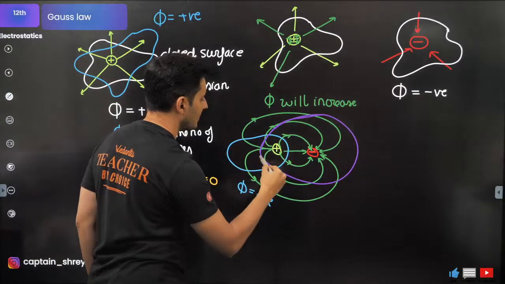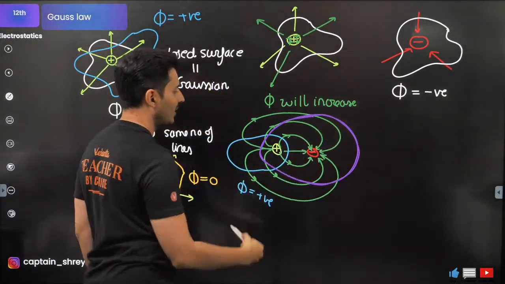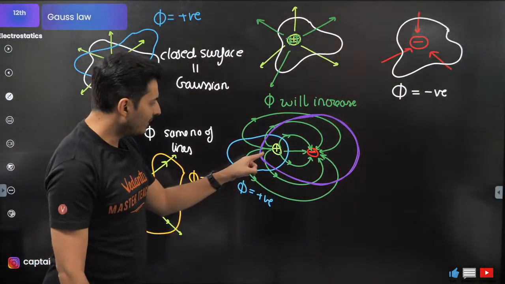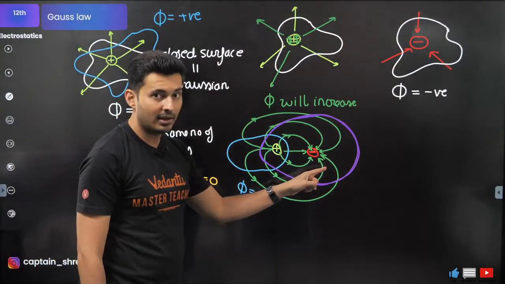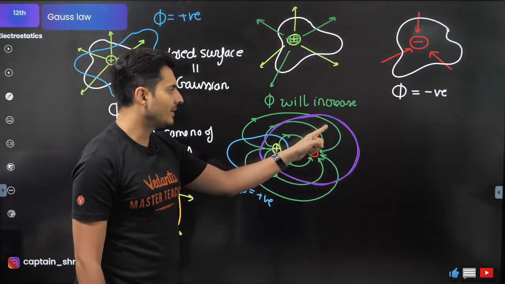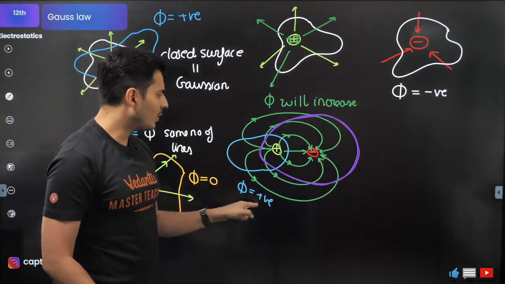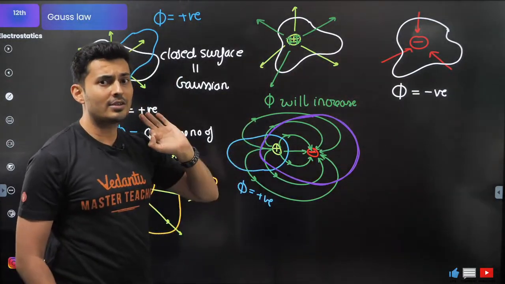Observe this. This is my surface. Come on guys, what will happen now? You can see whatever field line is going out is also entering in. Whatever field line is coming in will definitely also exit out. So basically, the number of lines going out are the number of lines going in.